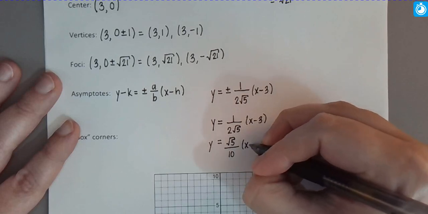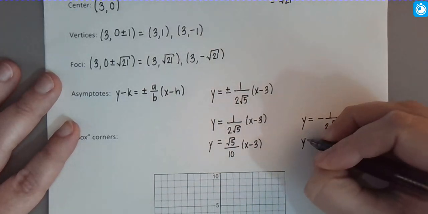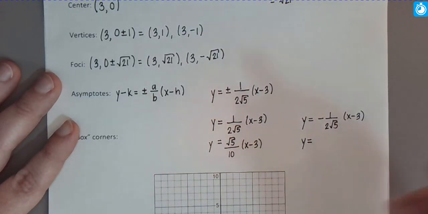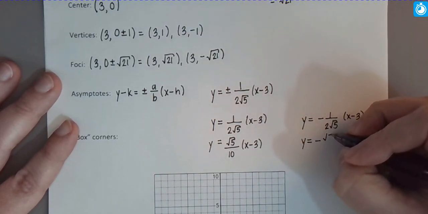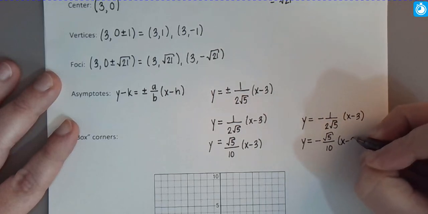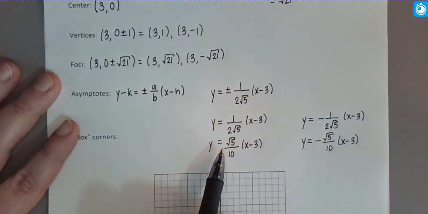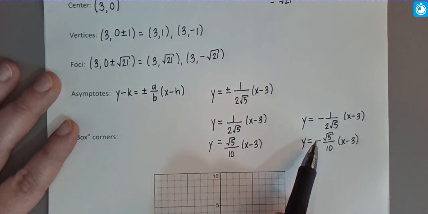And then that would be multiplied by x minus 3. Okay, and then over here, same kind of thing, only difference is now it's negative. So negative root 5 divided by 10 times x minus 3. So these equations look almost the same with the exception that we have a positive slope versus a negative slope.